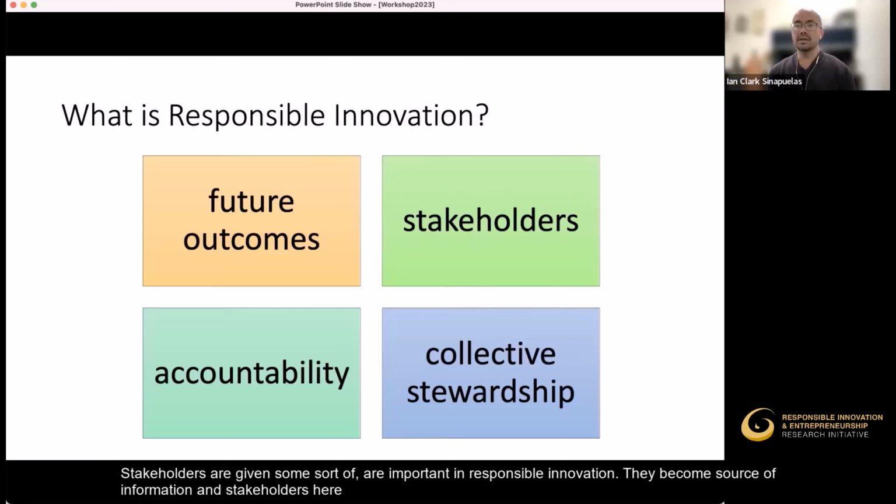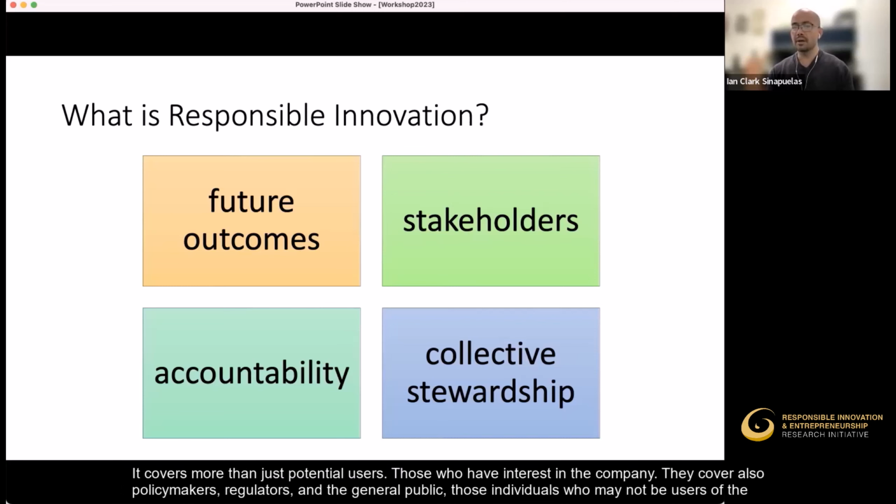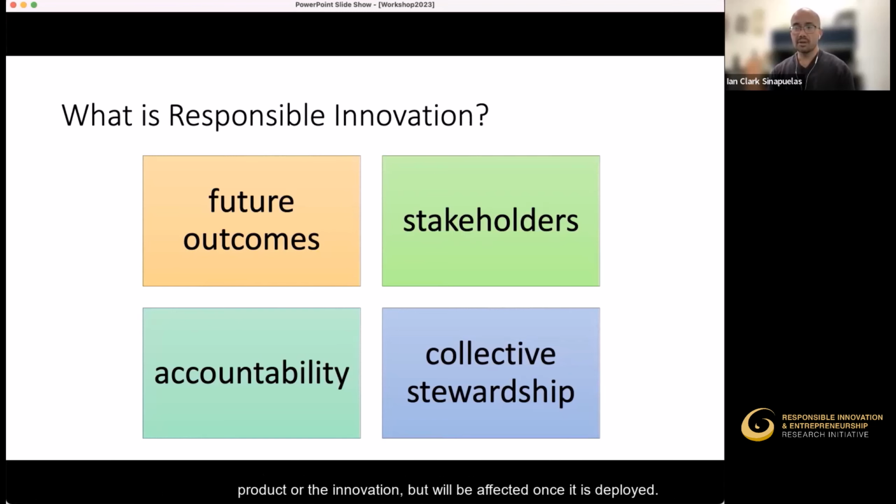Stakeholders are important in responsible innovation. They become a source of information, and stakeholders here cover more than just potential users, those who have interest in the company. They cover also policymakers, regulators, and the general public, those individuals who may not be users of the product or the innovation, but will be affected once it is deployed.